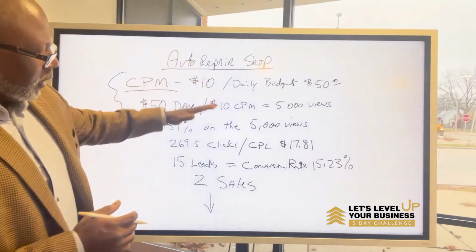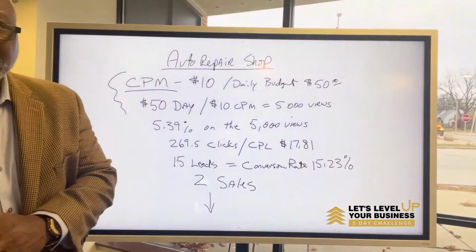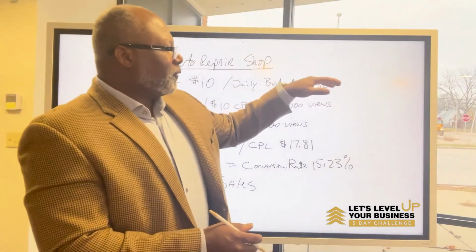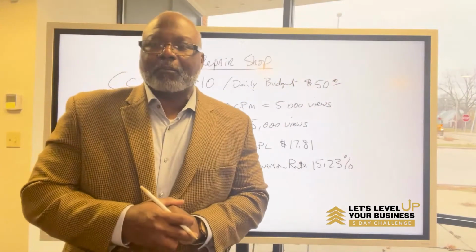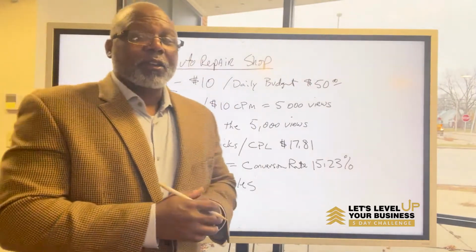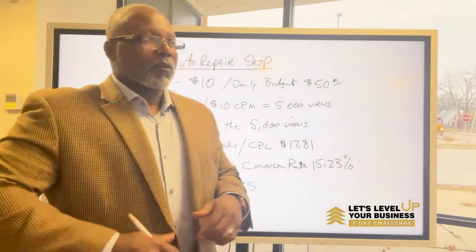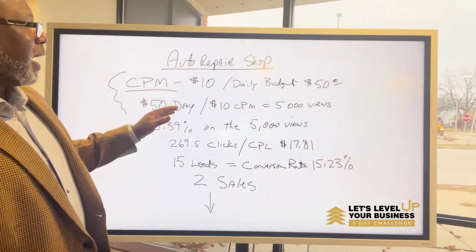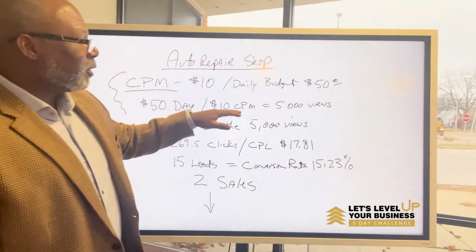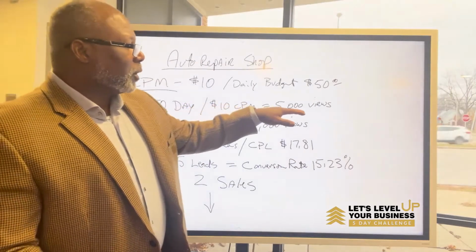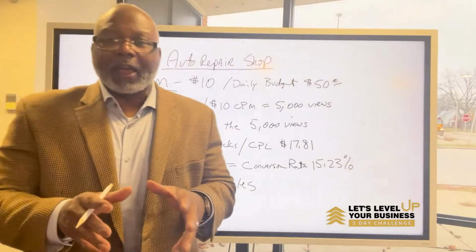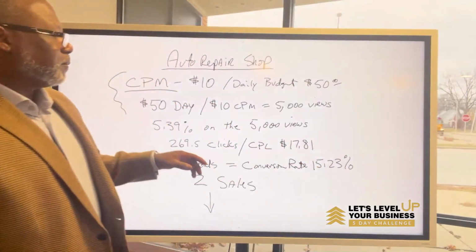To get to the numbers that they had in the rest of their example, you would need, and I'm just estimating, a $50 a day ad budget. $50 a day, so we're talking $350 a week for your ads. Now with a $50 a day budget and a $10 CPM, you would get 5,000 views. 5,000 people would see your ad on a daily basis.